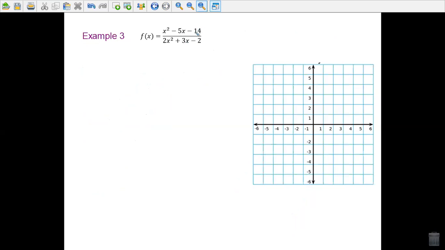and I can factor that, plain Jane. I want to multiply to negative 14 but add to negative 5, and that's going to be a negative 7 and a positive 2. And then for the 2x squared plus 3x minus 2 on the bottom, it's not plain Jane, so we're going to have to do bottoms up. So the first thing we're going to do is move that 2, that a, and make it part of c by multiplying. So we get x squared plus 3x minus 4.